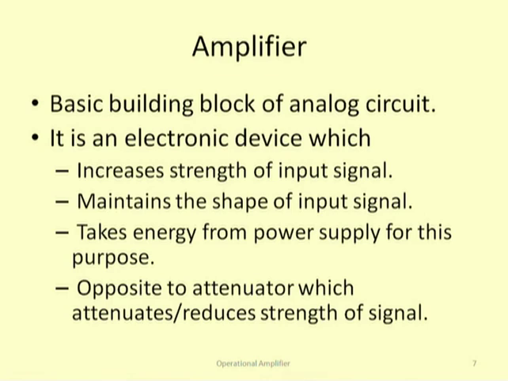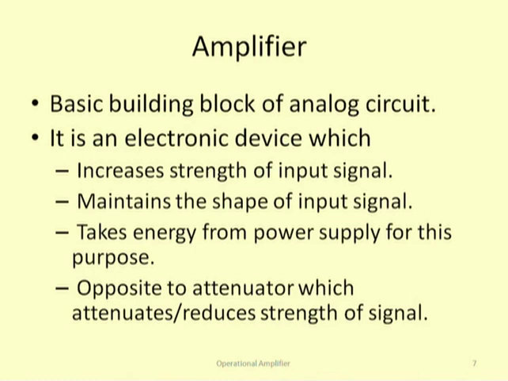Now if you look at the amplifier, we have seen about signals. We have seen about the different types of circuits. Now let us look at the amplifier. Amplifier, actually, is one of the basic building blocks of analog circuits. As we have seen, analog circuits are the circuits which process analog signals. And the amplifier is one of the basic building blocks of analog circuits.